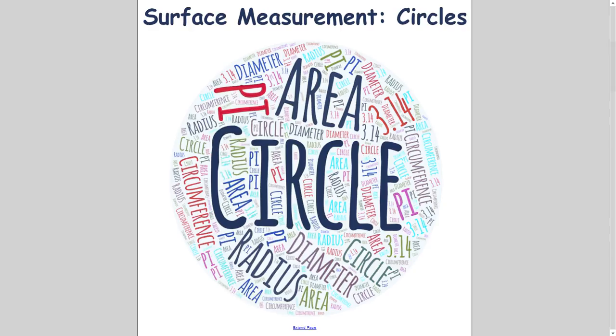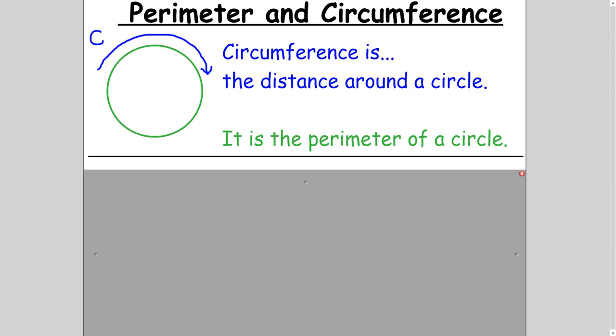In this video, we're going to explore surface measurements of circles, including perimeter and area, and then do some word problems. So you might be thinking, perimeter of a circle? That sounds weird. Well, yeah, circles are special, and so they have a special name for perimeter, and that is circumference. Circumference is the distance around a circle.